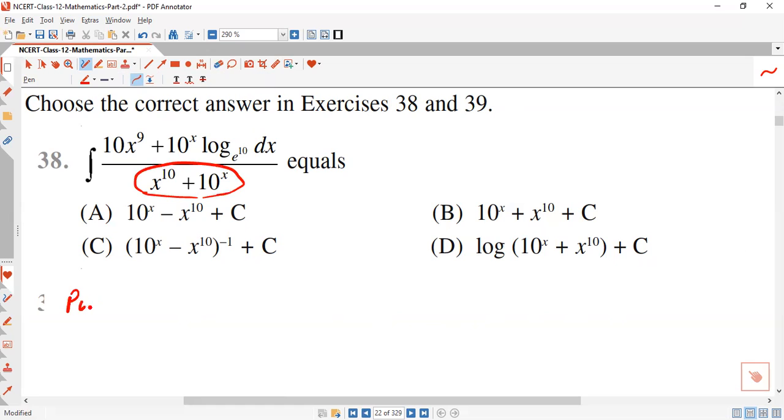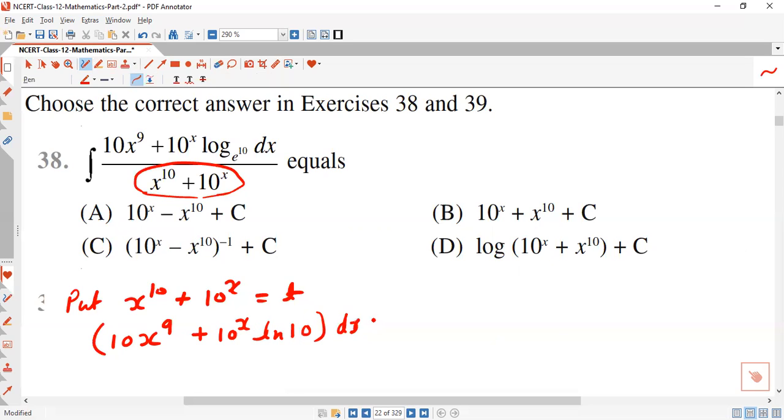Put x raised to 10 plus 10 raised to x as t. So what are you getting? Differentiate: 10x raised to 9 plus 10 raised to x log 10 dx equal to dt. So this integration becomes: the numerator, 10x raised to 9 plus 10 raised to x log 10 dx, becomes dt, and the denominator we have is t. So it comes out as log mod t plus c.